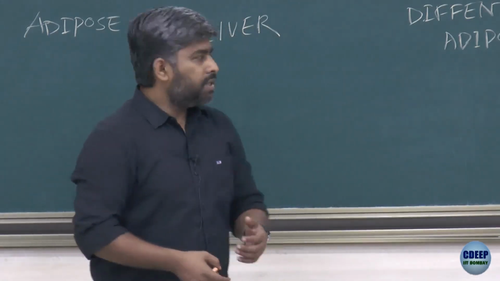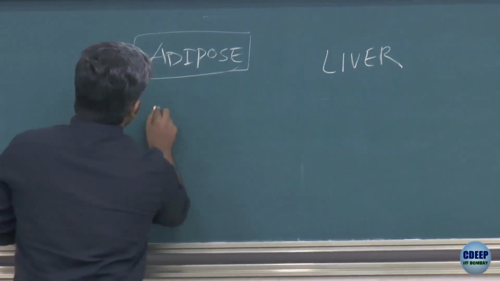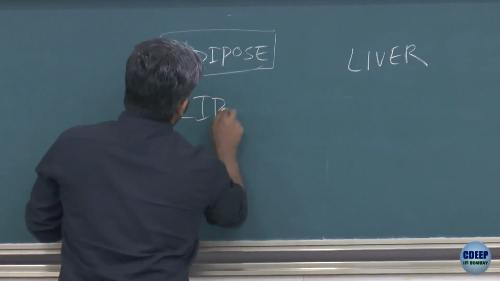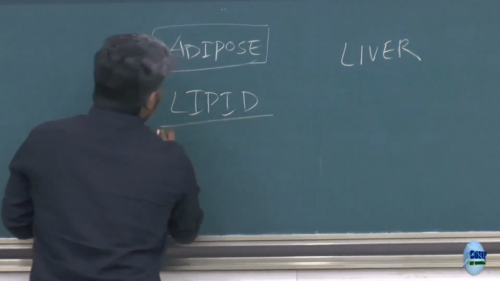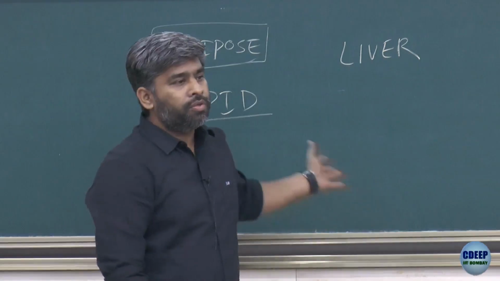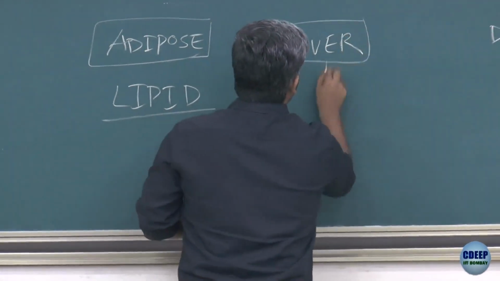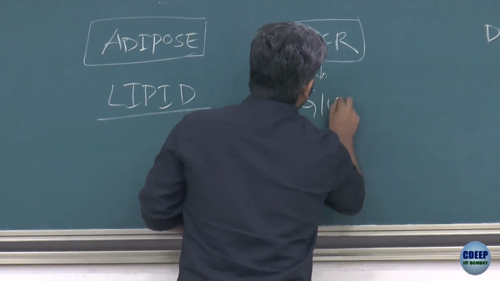That is one thing. The second thing is, even in your adipose tissue, you mostly work with lipid metabolism, right? Whether you break down the lipids or you synthesize the lipids, like for example what we saw in lipolysis. Or in the liver, let's say you are working with glucose metabolism.